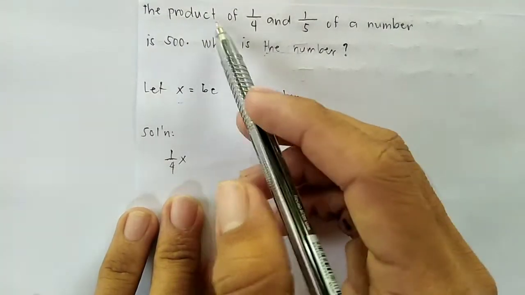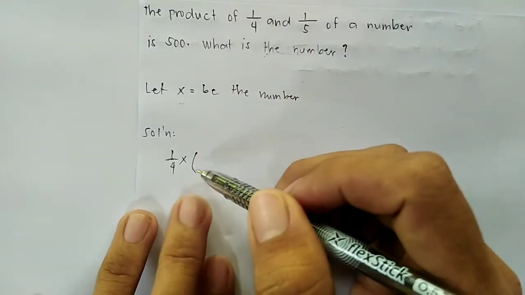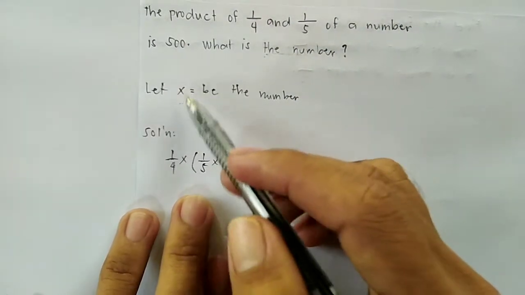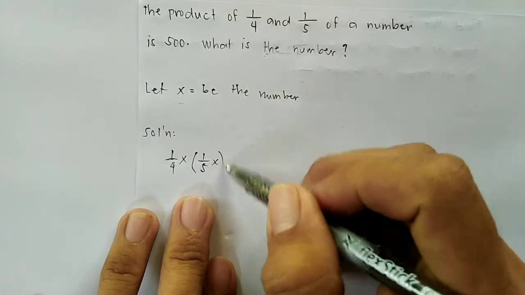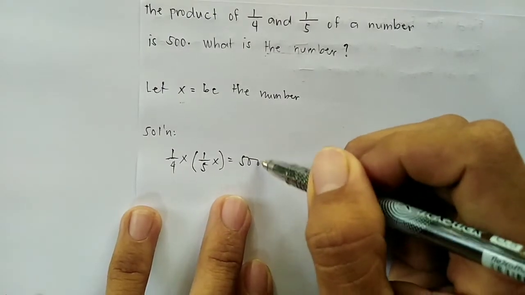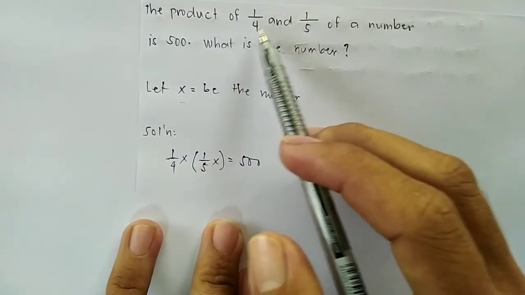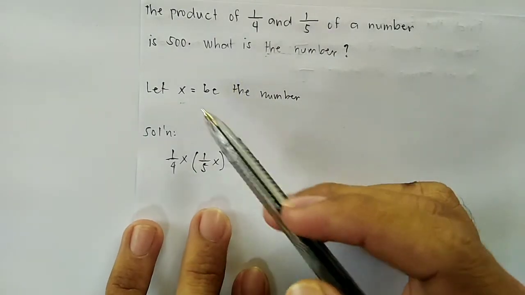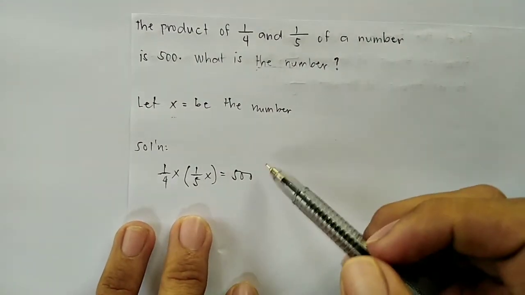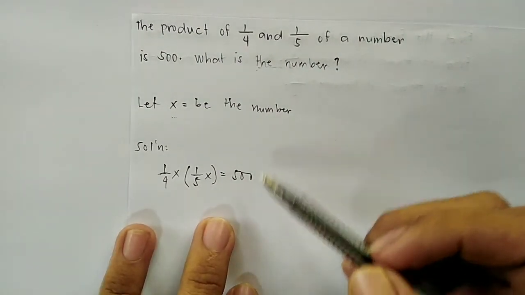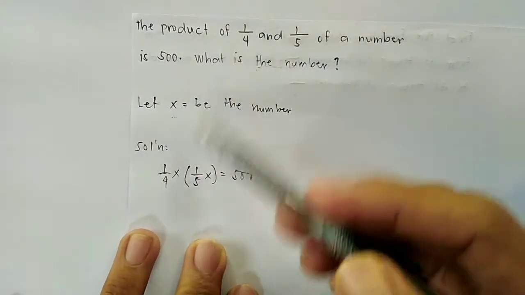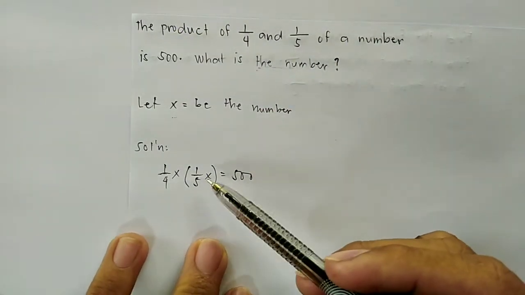Since it is the product, you are going to multiply 1/4 of x and 1/5 of a number, so 1/5 of x, is equal to 500. If you multiply 1/4 of a number and 1/5 of a number, that will be equal to 500. So we have now the equation formed from the statement. That is one way to interpret the problem: just write the statement in the form of an equation.